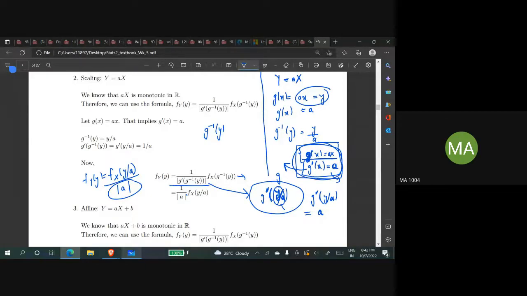You can go back to your inverse function. The value of g dash x is equal to a. G inverse y is equal to y by a, which is equal to x, and g dash of x has the value a. So we put the value of a. If it is not very clear, I would suggest you go to the inverse function part and try to understand.